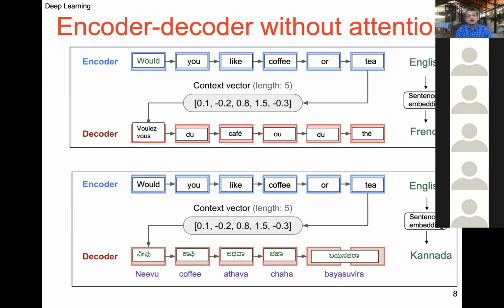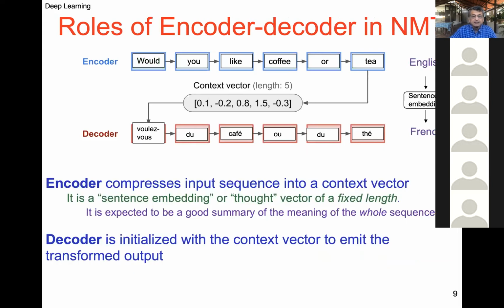So the surface output representation has to be in Kannada. Those of you who know Kannada can read the Kannada, or you can read it in English below. It says, Neevu kafi athava chaha bayasuvira. So that is the translation from English to Kannada. But interestingly, the context vector, whether we're translating into French or Kannada, is the same. And the outputs are generated using backprop, as we talked about earlier on, so that it generates the right words.